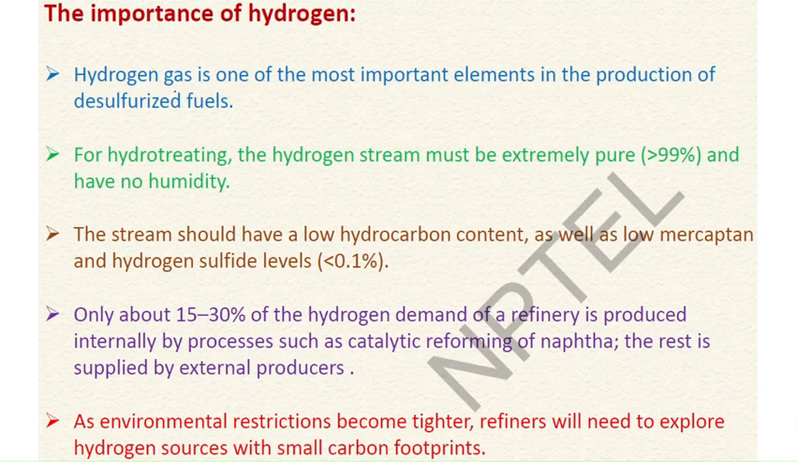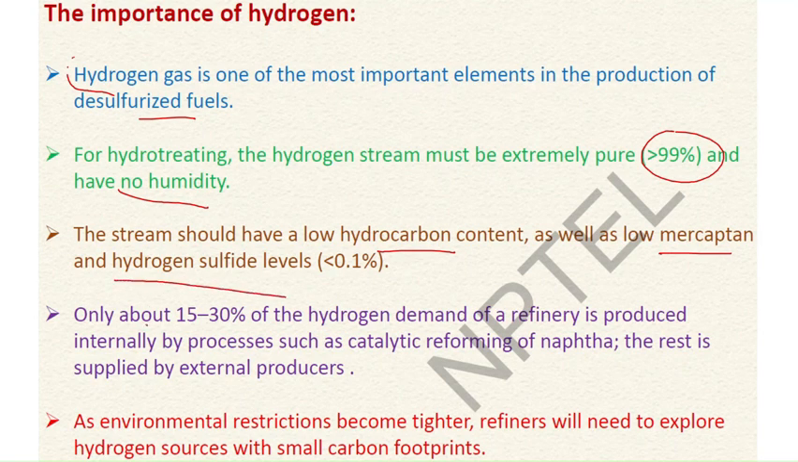So, the importance of hydrogen. Hydrogen gas is one of the most important elements in the production of desulfurized fuels. As we have seen, in hydrotreatment in the hydrotreater, hydrogen gas is used at every stage. So it is a very important gas in the production of desulfurized fuel. For hydrotreating, the hydrogen stream must be extremely pure. It should be more than 99% pure and should have no humidity. The stream should have low hydrocarbon content as well as low mercaptan and hydrogen sulfide levels.